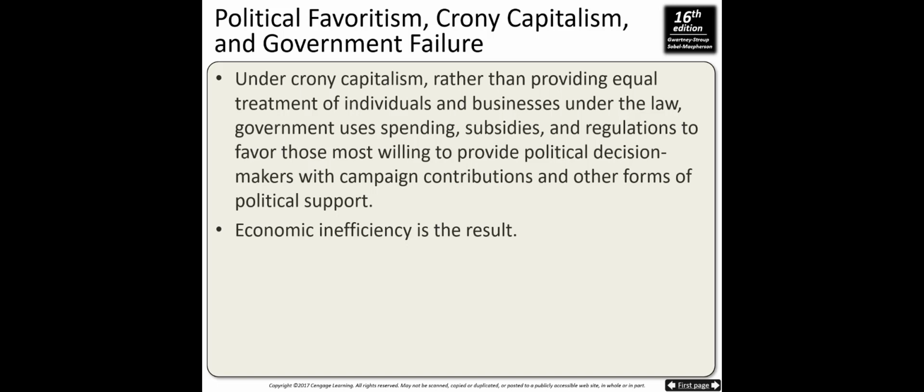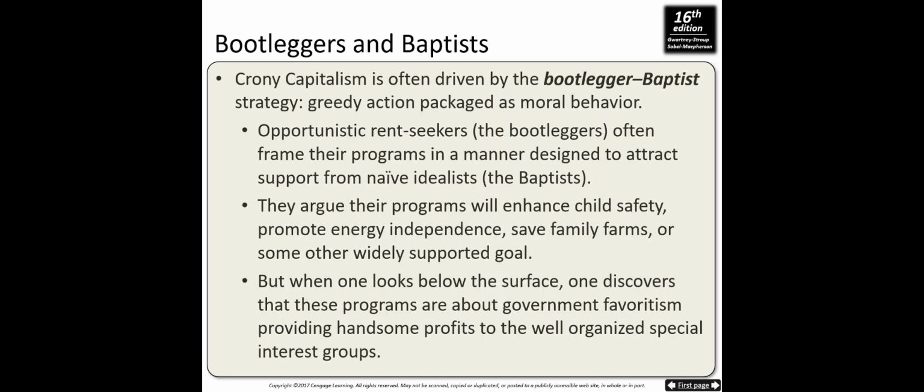Under crony capitalism, rather than providing equal treatment of individuals and businesses under the law, government uses spending, subsidies, and regulations to favor those most willing to provide political decision makers with campaign contributions and other forms of political support. And the result is economic inefficiency. Crony capitalism is often driven by a bootlegger-Baptist strategy: greedy action packaged as moral behavior.